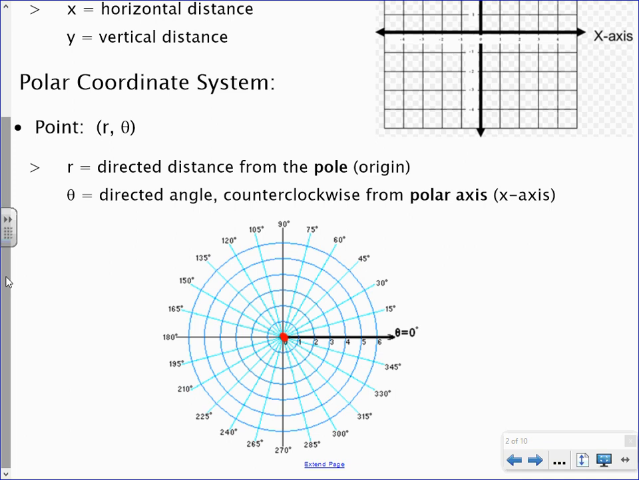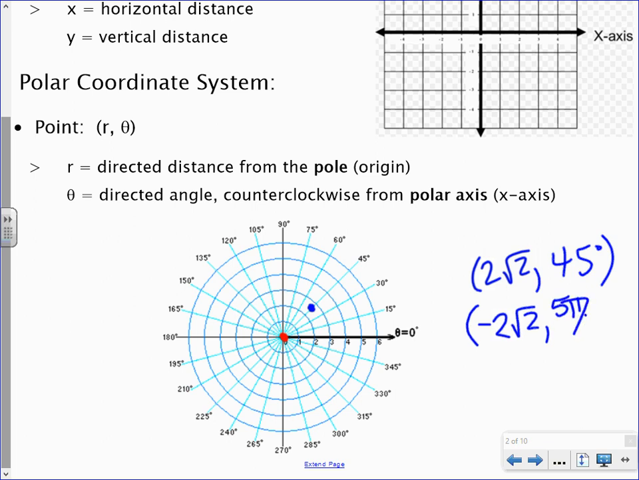Now, a couple of things I do want to point out. Let's go back to the coordinate we had, 2 radical 2, so that's radical 8, 45 degrees. There's your coordinate from the beginning. Who would like to share another way to write that coordinate? A lot of you wrote 45 degrees, I saw. What's another way to write that coordinate? Our group had -2 radical 2, 5 pi over 4. That is exactly what I wanted to talk about.